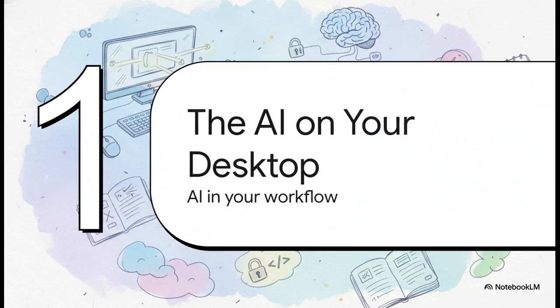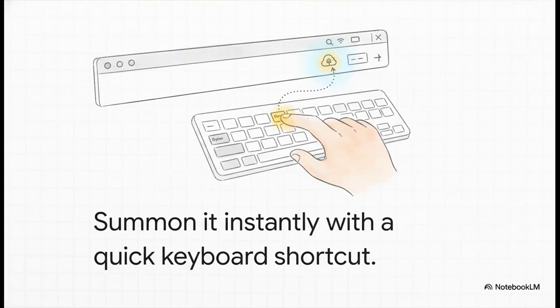All right, let's kick things off with our first big topic, the AI on your desktop. This is all about weaving the assistant directly into your workflow, making it a seamless part of how you get things done. So the new desktop app, it's not in beta anymore. It's officially here for everyone. It just sits quietly in your menu bar, and you can call it up instantly with a quick keyboard shortcut, like tapping the Option key twice. No more juggling windows or losing your flow.